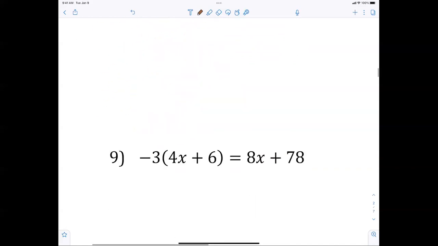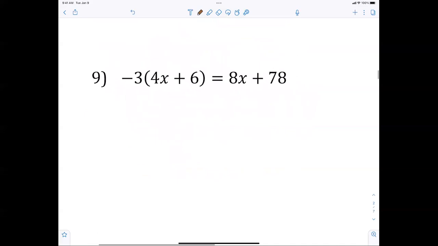All right, let's talk about number 9. All right, Oliver. Tell me what to do. So first you would distribute. Yes, we're distributing a -3. What does that become? -12x minus 18 equals 8x plus 78.